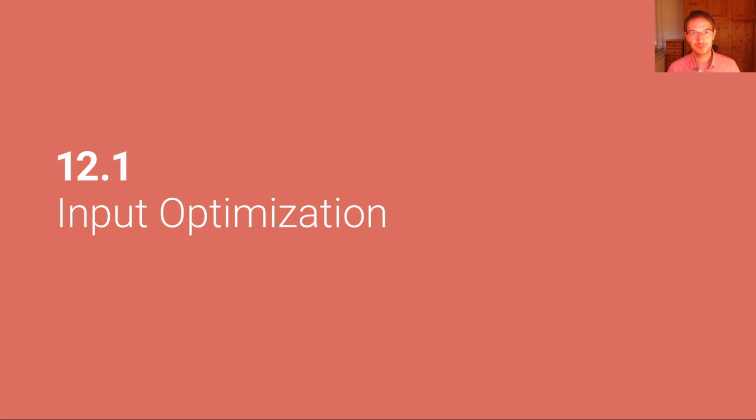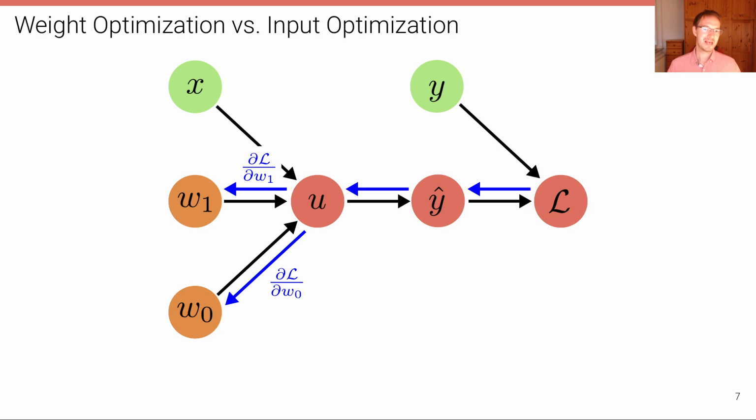So let's start with unit number 1, input optimization. What is input optimization? Well, this is a computation graph, as you're already familiar from our deep learning lecture. And this is a computation graph of a neural network. So we have some weights here in orange, the input in green, and then we have also the label in green here.